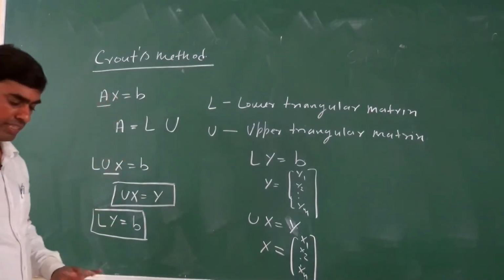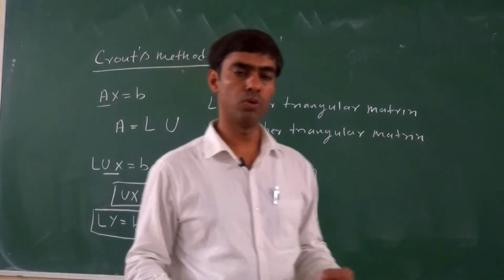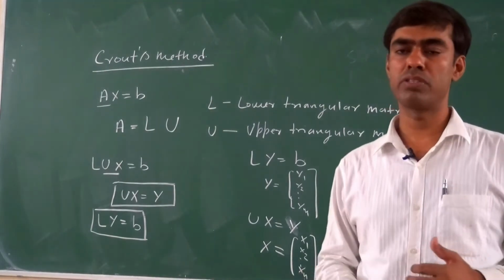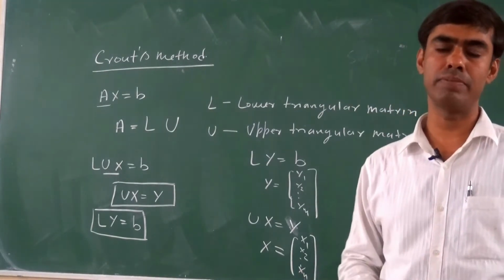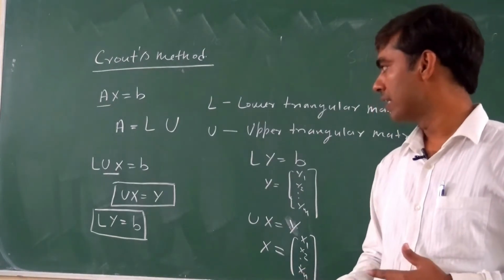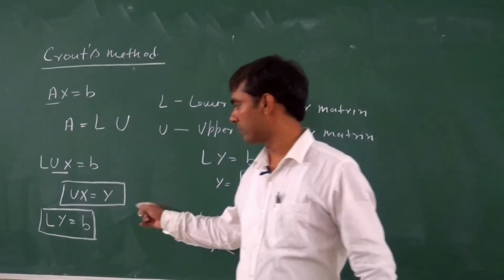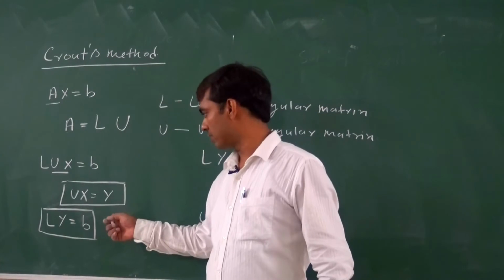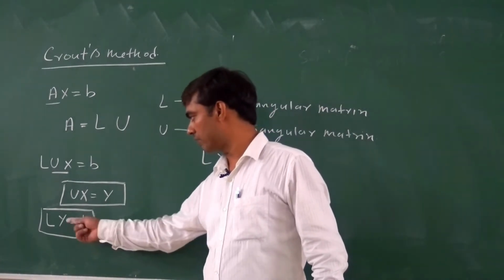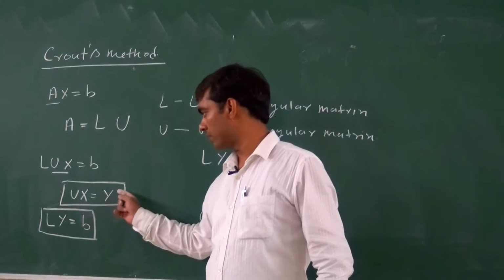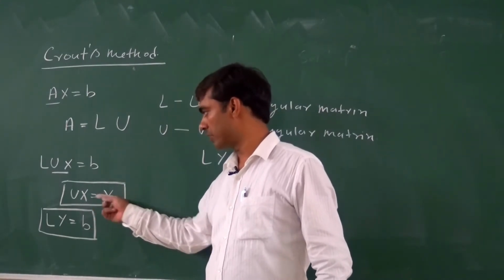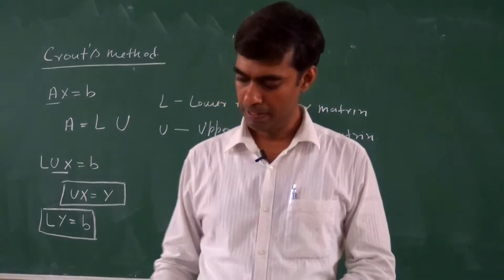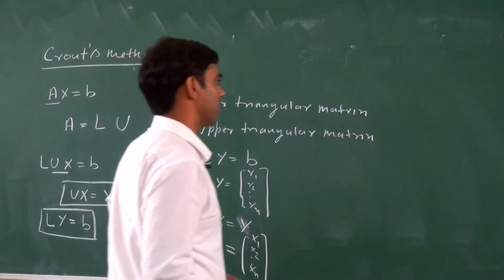First of all, we decompose the matrix A into two parts, a lower triangular matrix and an upper triangular matrix. Once we decompose the matrix, the given system of linear equations may be written as two equivalent systems: first Ux equal y and second Ly equal b. Then first we solve Ly equal b and find y, then putting the value of y in the first system, we find the value of x. So this is the procedure for how we find the unknowns with the help of the Crout method.